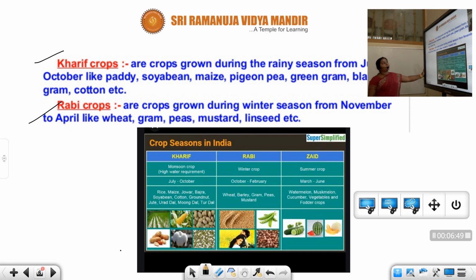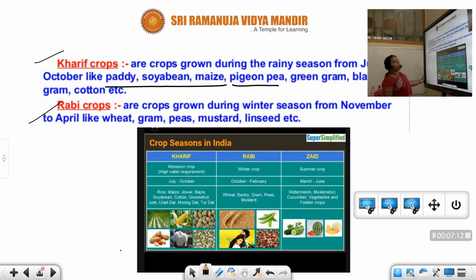Right. Kharif crops are grown during the rainy season, especially from June to October, like paddy, soya bean, maize, pigeon pea, green gram, black gram are the different examples of Kharif crop, students. What are the examples? Rice, maize, jowar, groundnut, all these are different examples of Kharif crop.